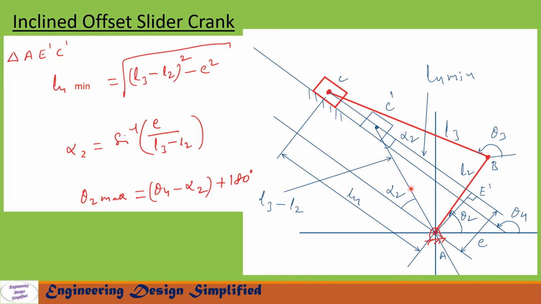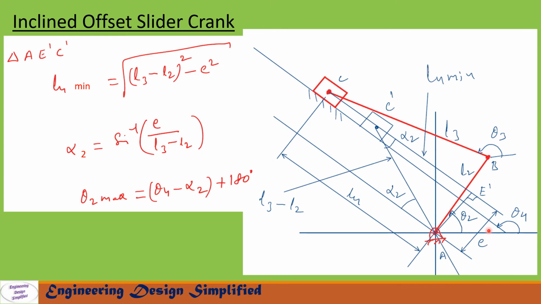So here we form again a right angle triangle A, C prime and E prime. Let us call this angle alpha 2. So from C prime to E prime, the L4 minimum can be written as L4 minimum equal to square root of L3 minus L2 square minus E square. Alpha 2 can be written as sine inverse E by L3 minus L2.